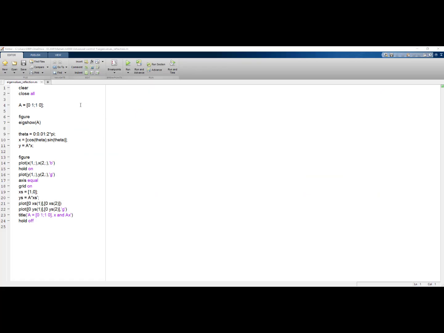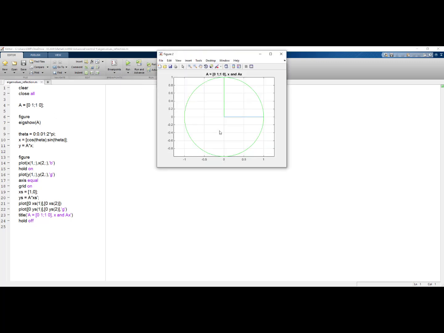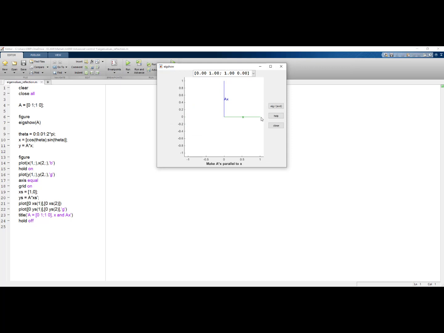So we can have a look at this visually for this reflection and permutation matrix using Eigshow. This is what we obtain. So I can play with the vector x and look at its image, and indeed when x is in the direction that is perpendicular to u, we see that ax and x match, so lambda 1 is equal to 1. And when x is in the direction of u, we see that ax is in the opposite direction. But apart from that, it has the same length, so lambda 2 is equal to -1.